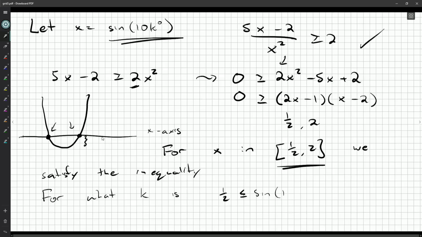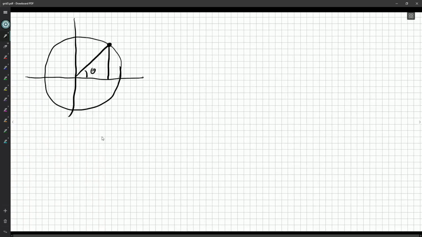So we need sine 10k degrees. Now, sine will never be more than 1. It can be equal to 1, so the 2 doesn't really throw us off. And the way I would think about this is imagine a unit circle. Depending on how you learned trig, you might remember that, for a point on the circle that makes a counterclockwise measured angle from the positive x-axis, the height here is sine, or sine theta, I guess.